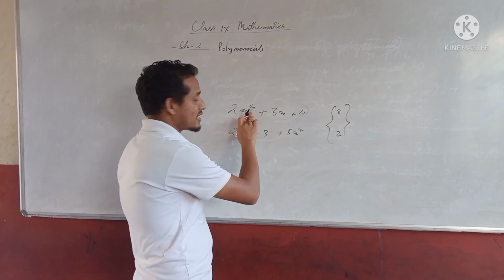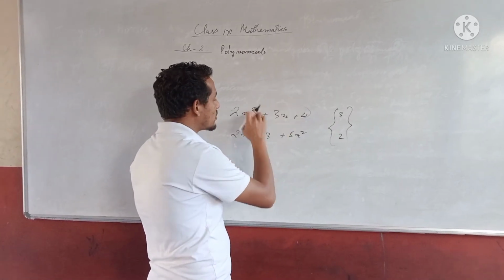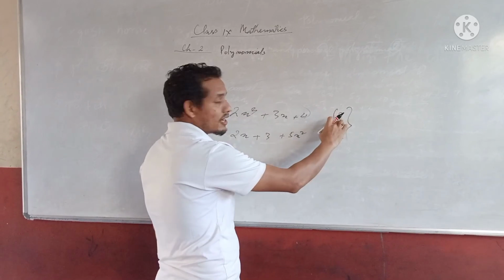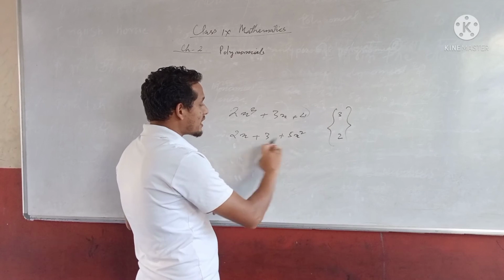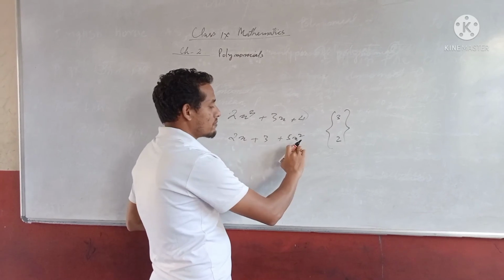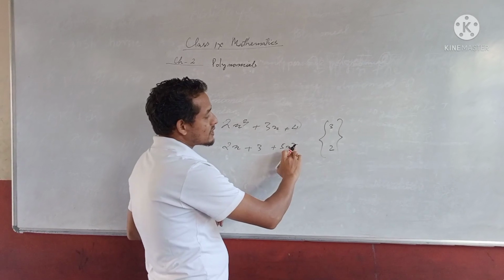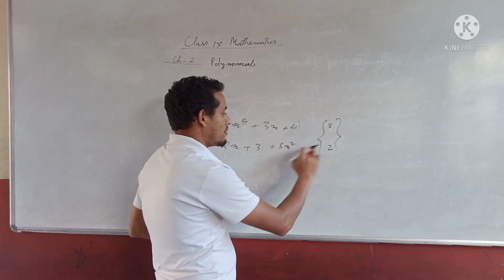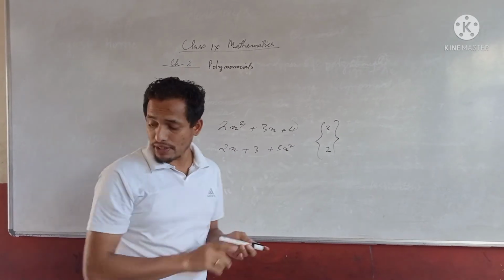For example, here it is degree 3, and here there is 1. Among these two, this is the bigger, so we take the degree of the polynomial as 3. Similarly here also, in this polynomial the highest power is 2. That means the degree of this polynomial is 2. In this way we identify the degree of the polynomial.